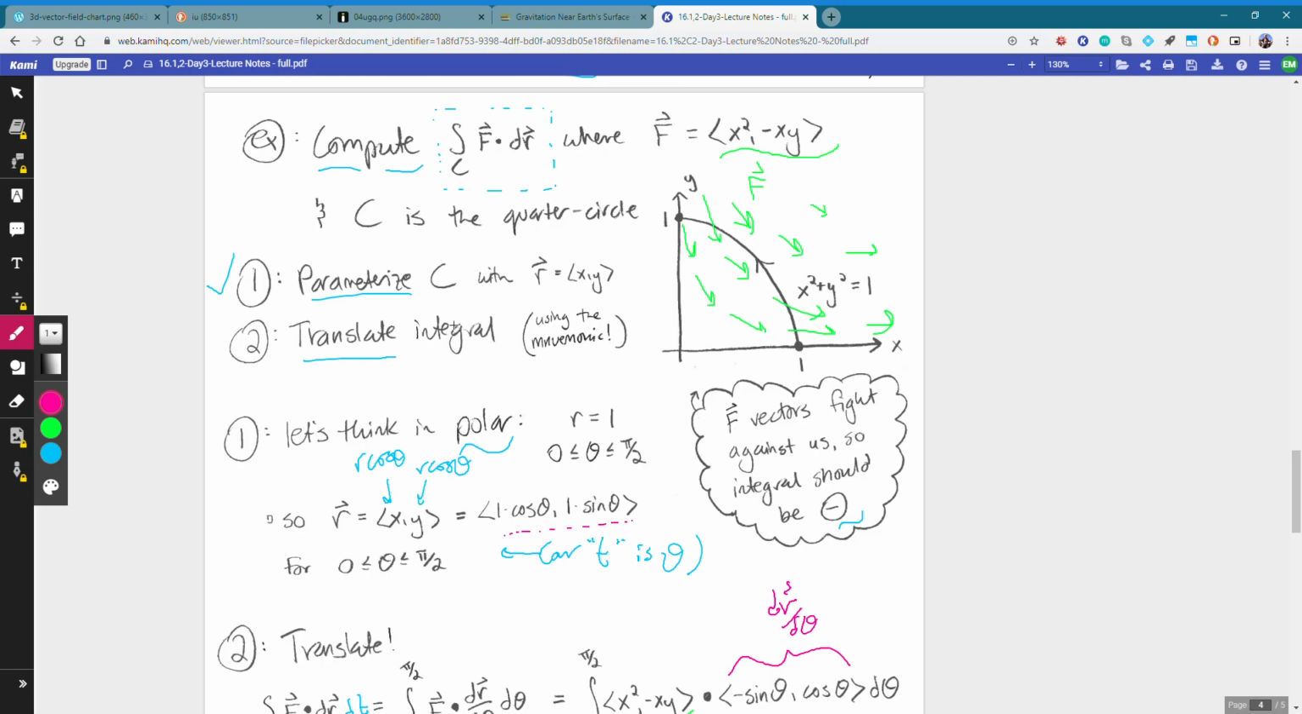Parameterize our curve and then translate our integral, just like we would any other line integral. And what I'd like to do to wrap up today is take this exact same situation, but give you a chance to work through this, thinking about getting a parameterization a different way. Specifically here, we grabbed this parameterization thinking in terms of polar, but we could also, if we wanted to, describe this curve using rectangular.